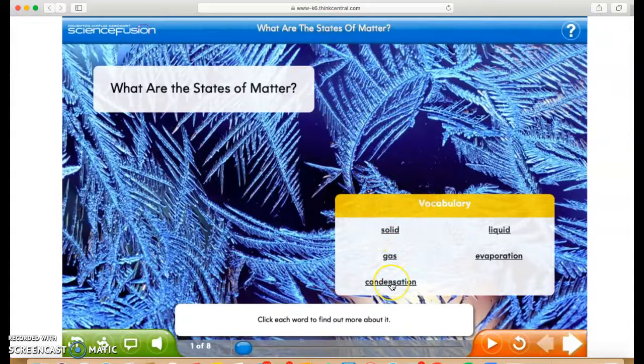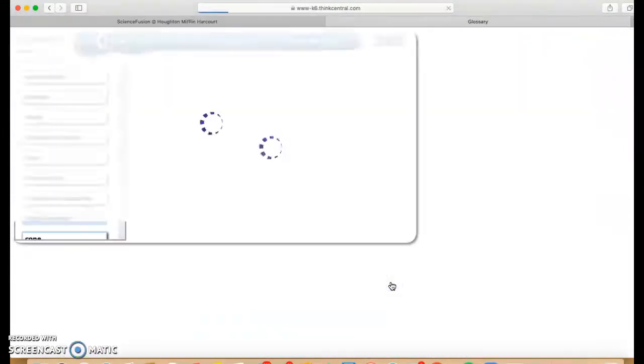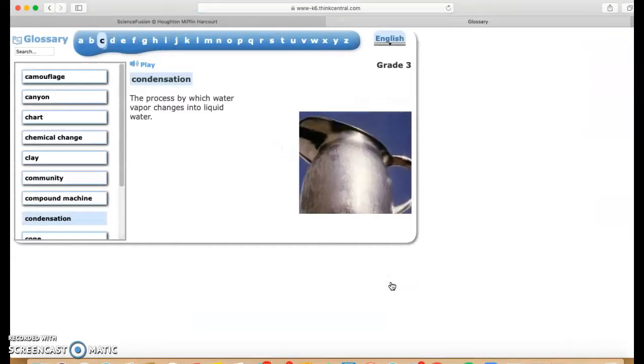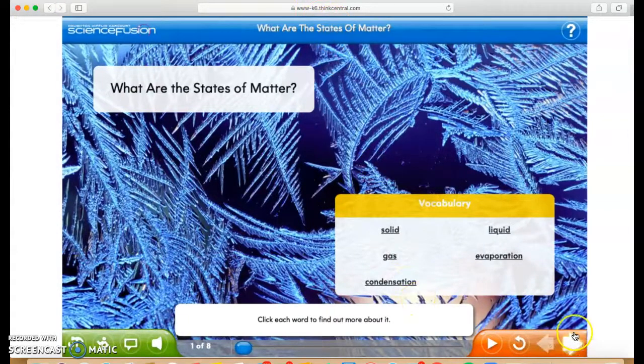Okay, let's look at condensation. I think maybe it's a similar word, but it's maybe a different part of the process. Let's see. Oh, this is when water vapor changes into liquid water. So, do you think condensation is the opposite of evaporation? Do you think they're opposite processes? Yeah. All right, let's see what else we can learn in this lesson.